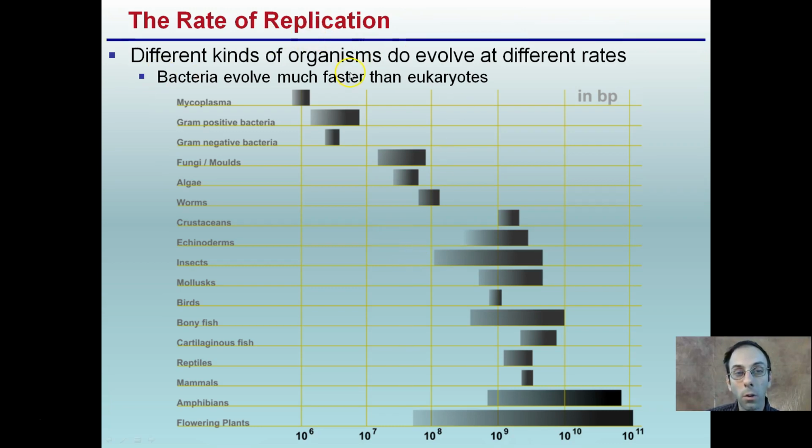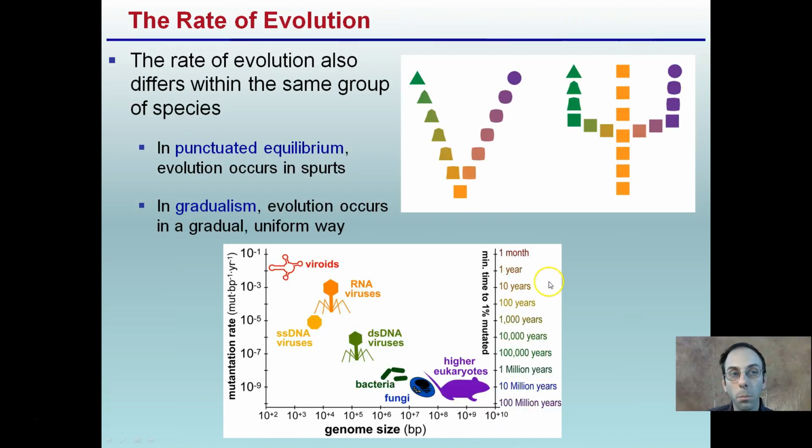Rate of replication: different organisms do evolve at different rates. Bacteria evolve much faster than eukaryotes because they have a simpler base pair unit in their genome. So change can occur much faster. Versus mammals, amphibians, and flowering plants, which have many more base pairs. So it takes a lot longer for these to change enough genes to cause a shift in that organism. Again, on the rate of evolution, punctuated equilibrium is that branching that occurs, and gradualism is that steady change over time. The genome size, again the base pairs, is more of a visual, along with the mutation rate.